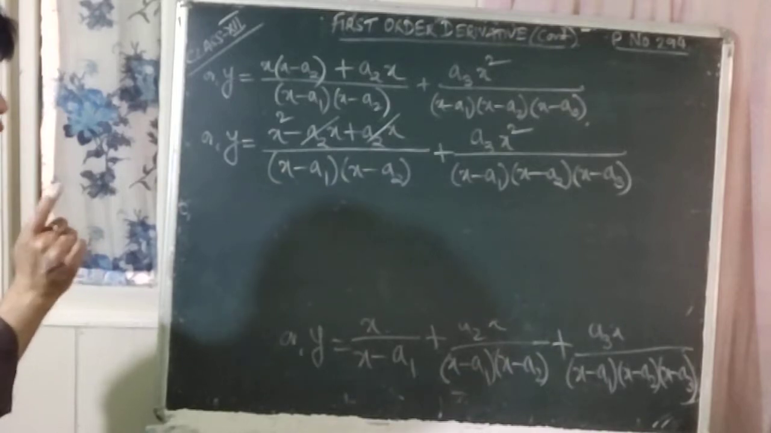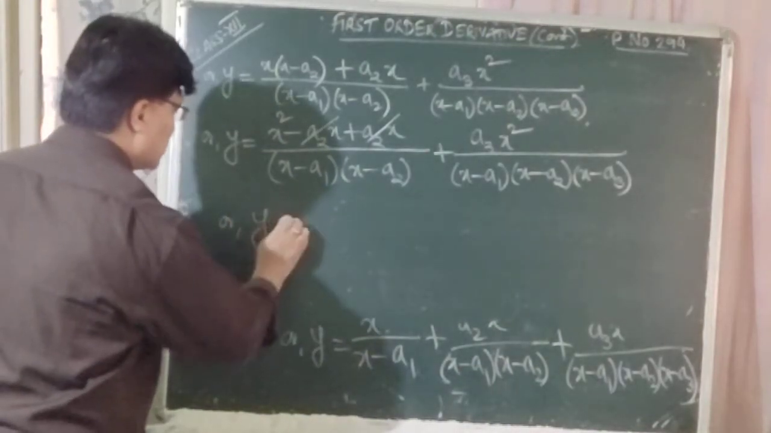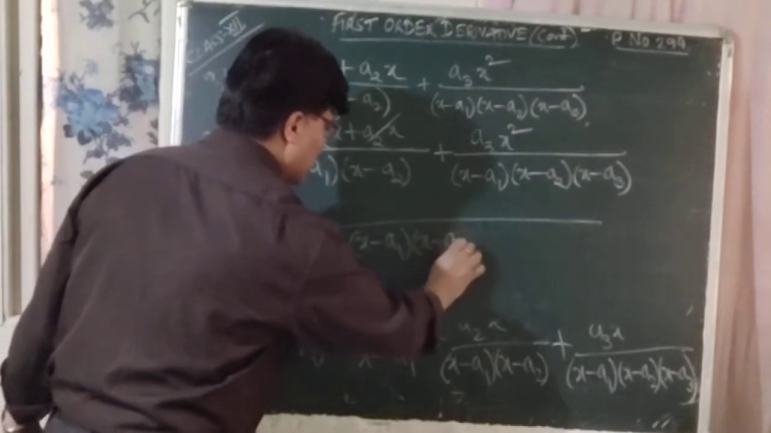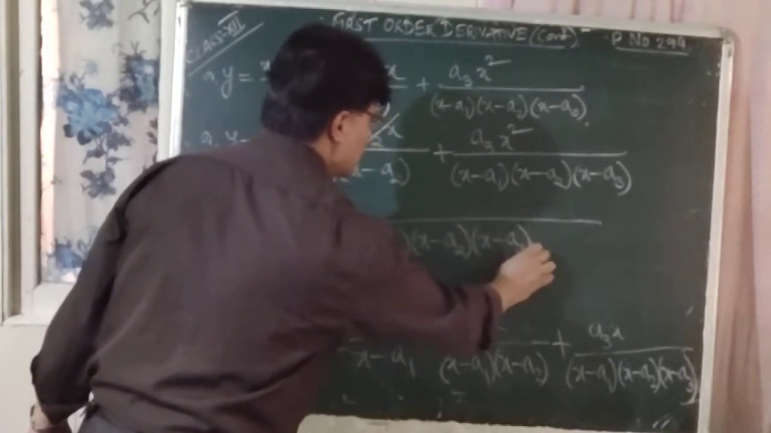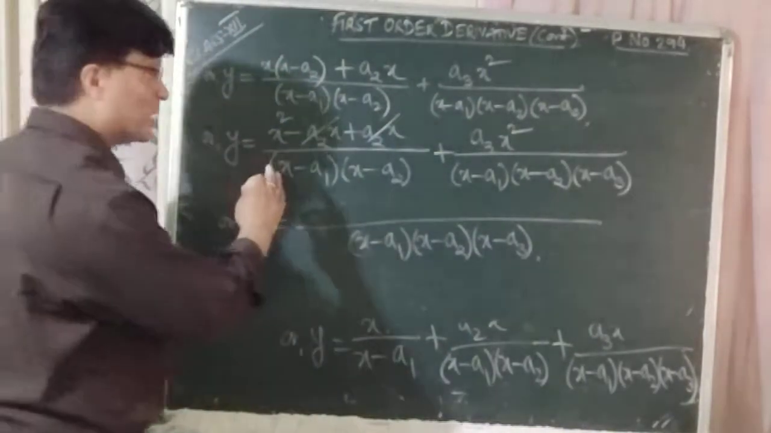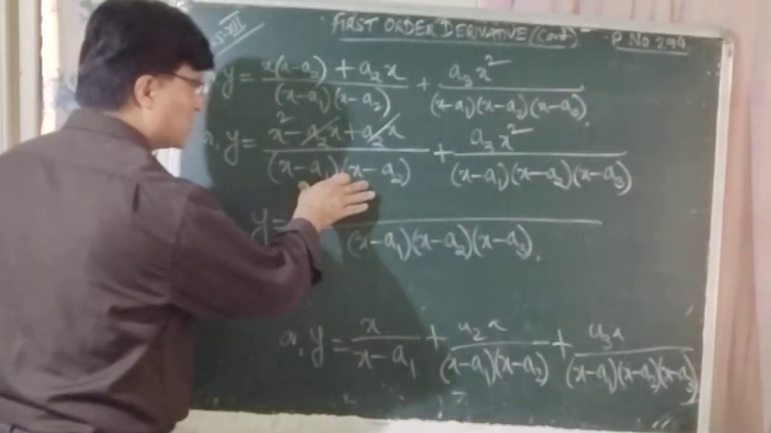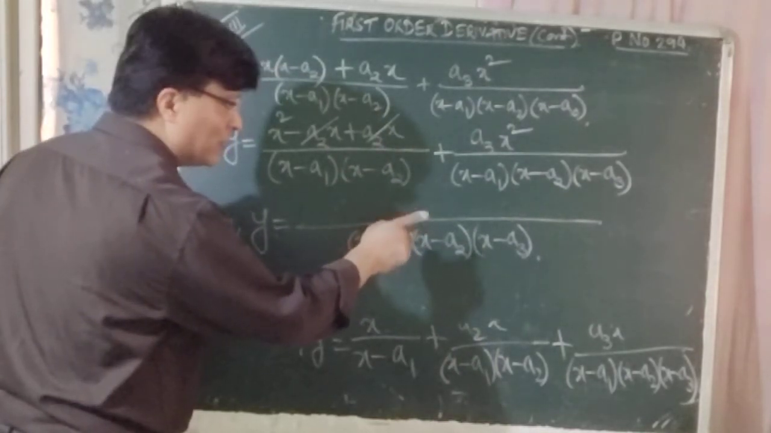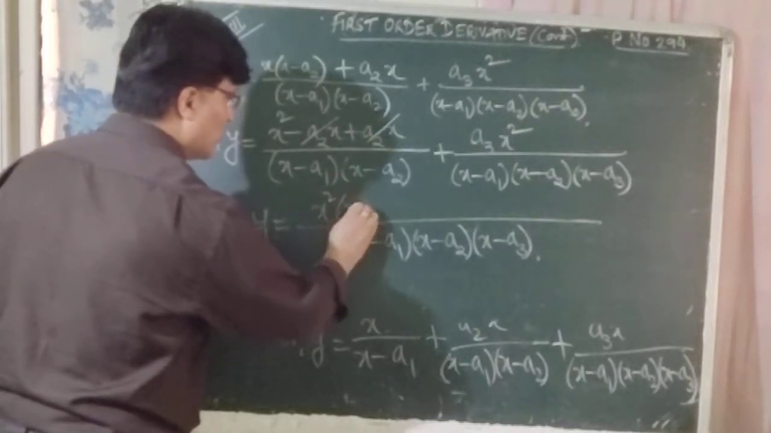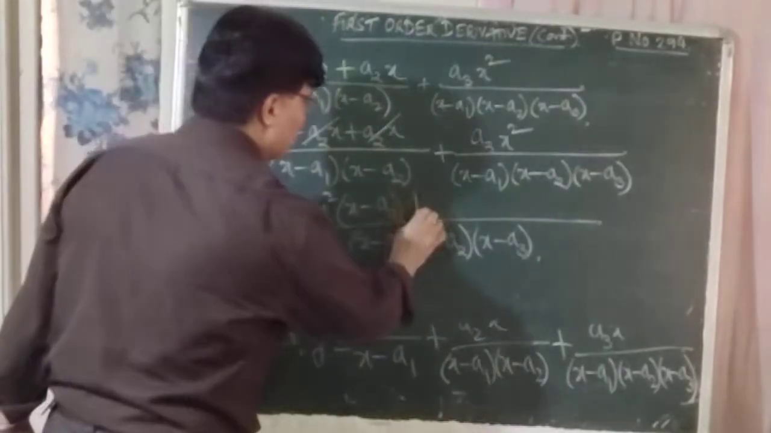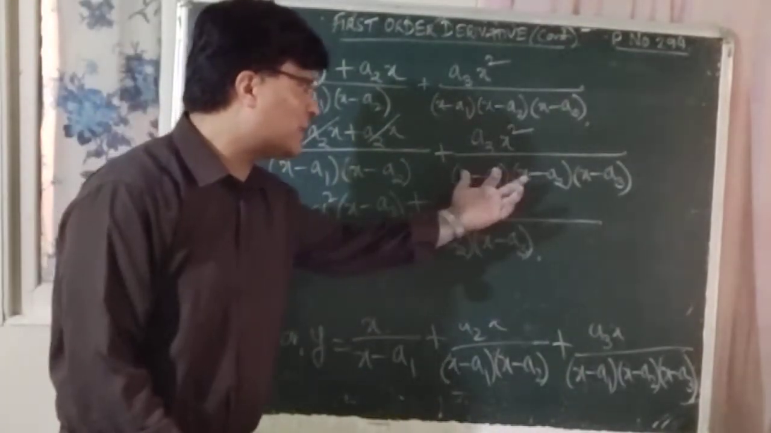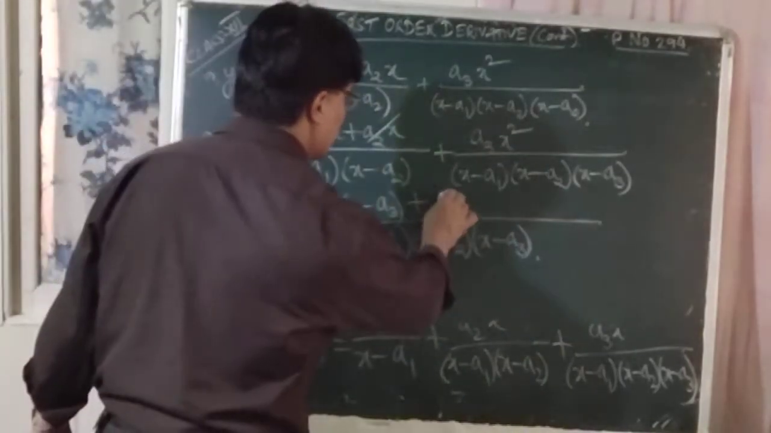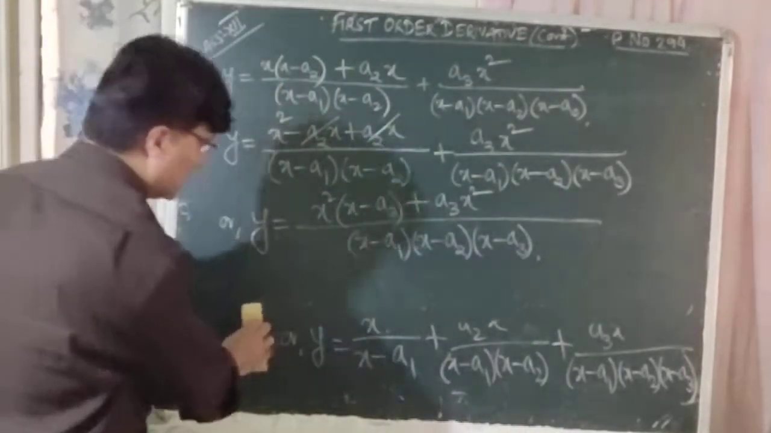Again take the LCM from these two remaining terms. So y is equal to, what's the LCM now? It is x minus a1, x minus a2, then x minus a3. Okay? So what is there in the numerator now? Now this LCM is divided by x minus a1, x minus a2, so these factors will be cancelled. What does it remain? x minus a3. That is, x square should be multiplied by x minus a3. Then plus, again this LCM should be divided by these three factors. They are the same factors, so all the factors will be cancelled. You will get only 1. So 1 into a3x squared, that is a3x squared, right?